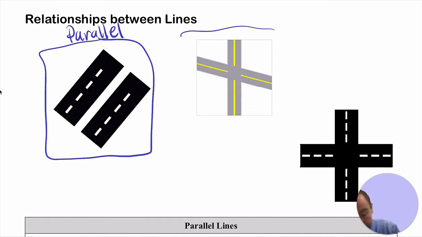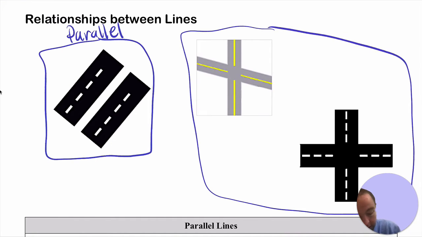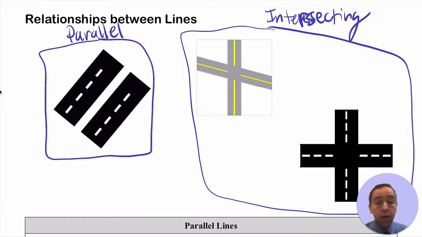And then in the other cases, in both of these cases right here, you can see that the two roads are going to cross one another. And so whenever we do have two lines that meet at least some point, we can say that they are intersecting one another. So that's happening in both cases.